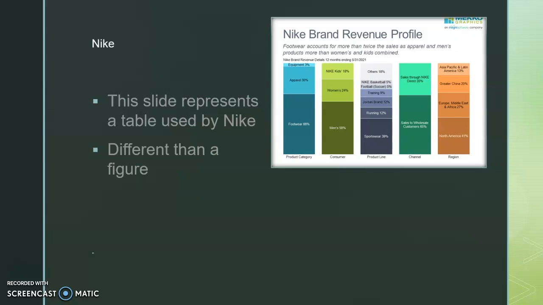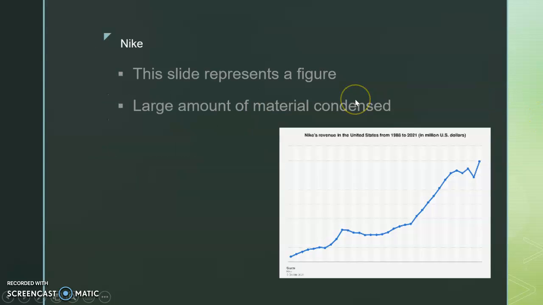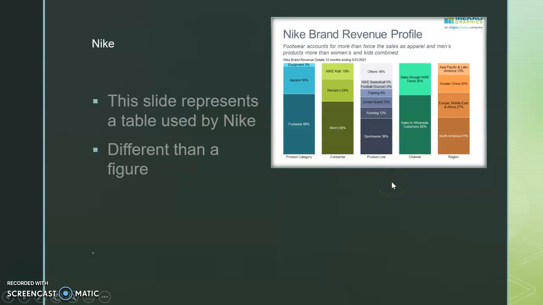Okay, so now we're going to get to a different type of chart that is used in visual aids. This type of chart is considered a table. A table organizes information, numbers, or words in parallel columns and rows to make an easy comparison of what is going on. So as you can see, this table right here up to the right is a lot easier to read than this table that's right here. In this chart, you're able to see that footwear accounts for more than twice the sales as apparel in men's product than women's and kids combined.